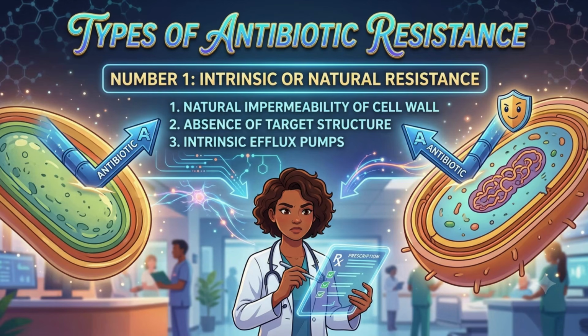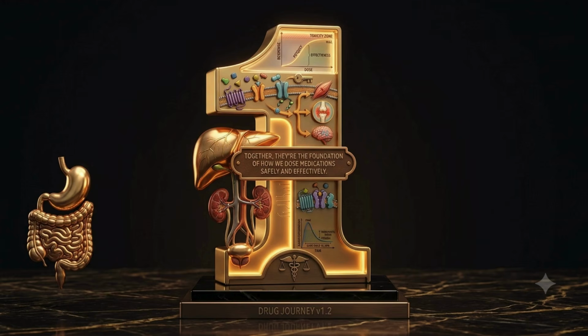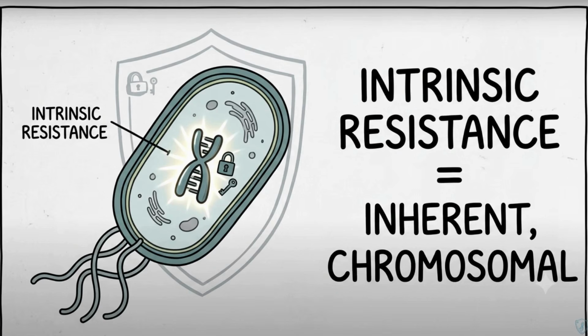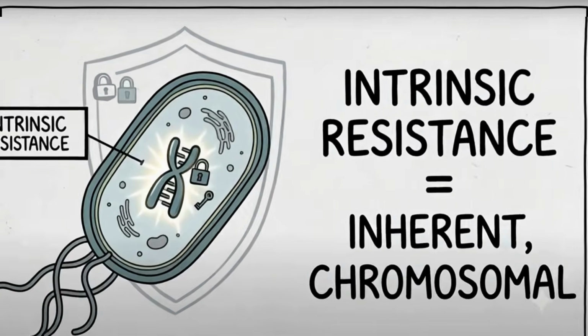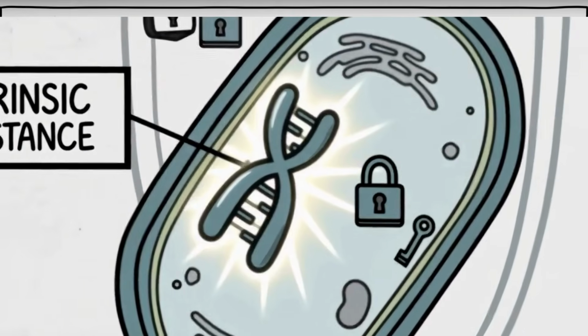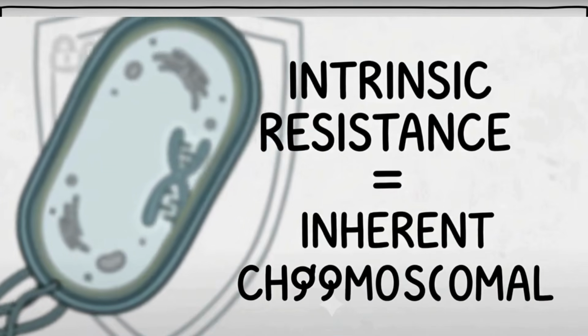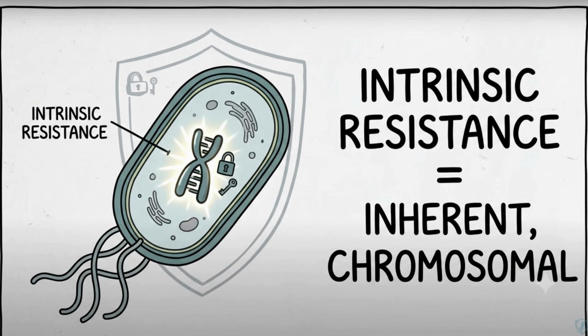1. Types of antibiotic resistance. 1. Intrinsic, natural resistance. Intrinsic resistance is an inherent, chromosomally encoded characteristic of a bacterial species, present in all strains of that species, independent of prior antibiotic exposure, and predictable before you even run a culture. Classic textbook examples you must know.